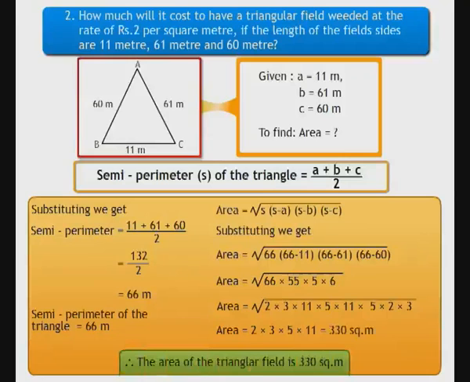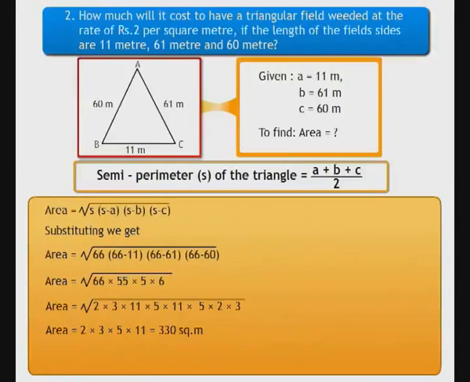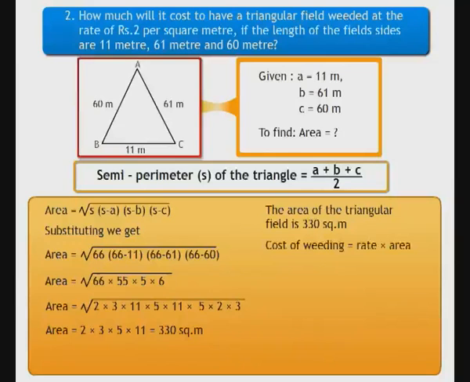Given: triangle PQS is a right-angled triangle at P with PQ 9 meter and PS 40 meter. The area of the triangle PQS can be found easily by using the formula: area of a right-angled triangle is equal to 1 upon 2 into the product of the lengths of the sides forming the right angle.